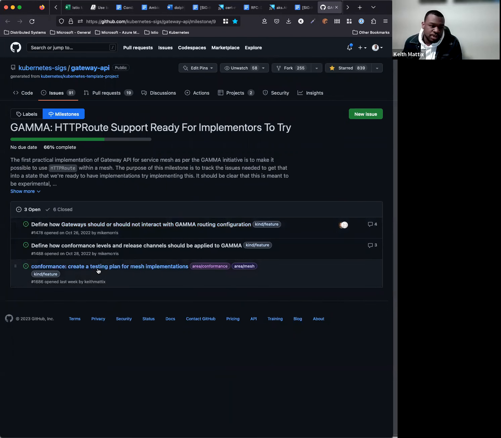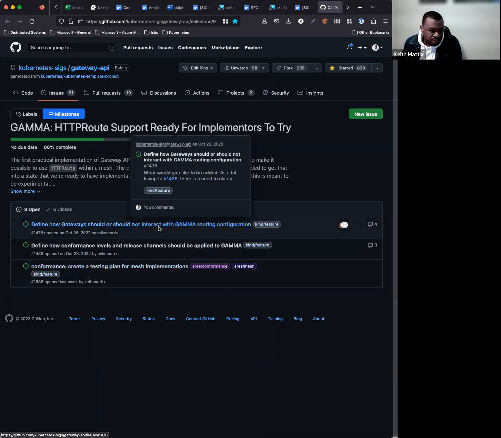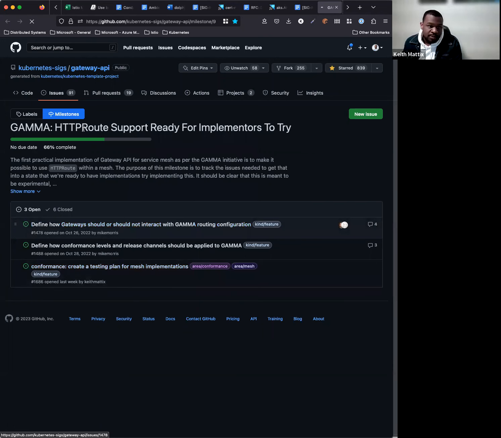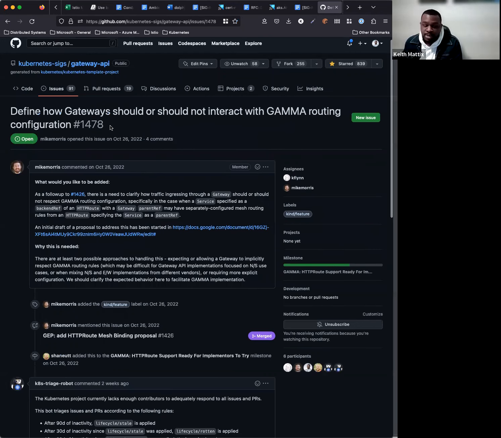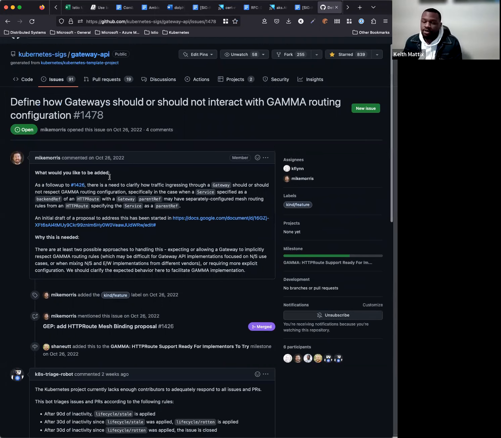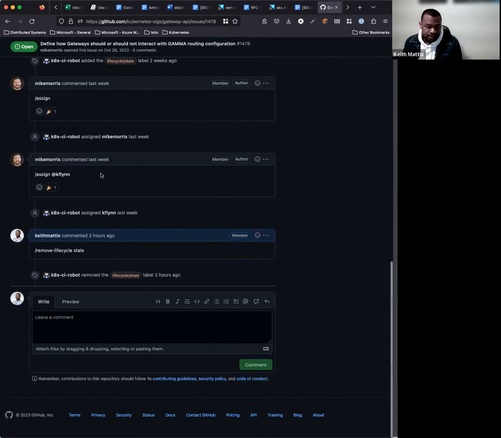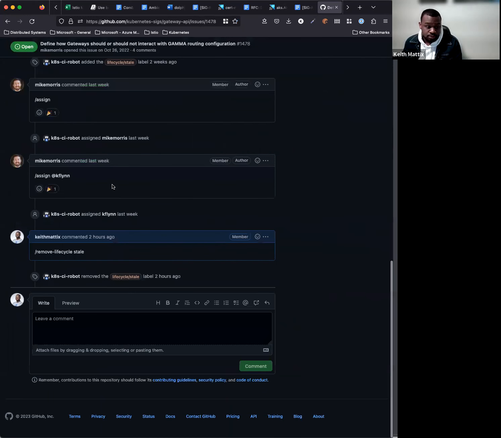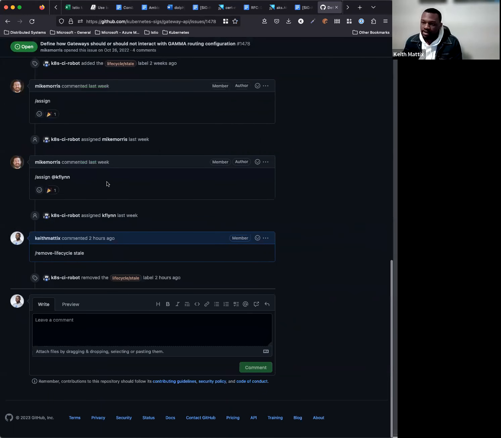The top one here is defining how gateways should or should not interact with Gamma router configuration. There is a doc here that was created several months ago. It's gone a little stale, but Flynn was assigned to it last week. He volunteered to help Mike out in tackling this and making sure that the story is clear for the 0.7.0 release. So feeling good that there is some ownership on that particular issue.